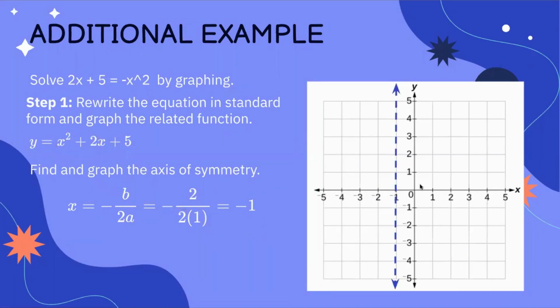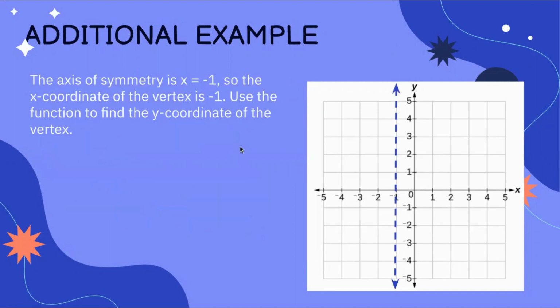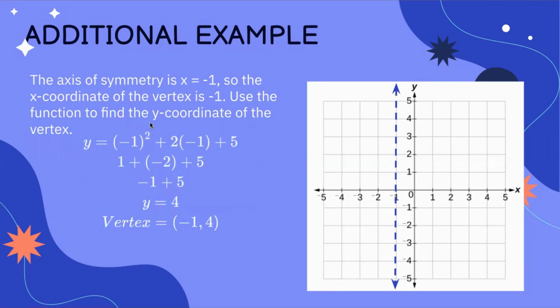Once you've found your axis of symmetry, we're going to do the exact same thing as we've done for all our previous problems and find our vertex. So our axis of symmetry is x equals negative 1, so we know that that's going to be our x-coordinate for the vertex. So we're going to find the y-coordinate by plugging in negative 1 into our function.